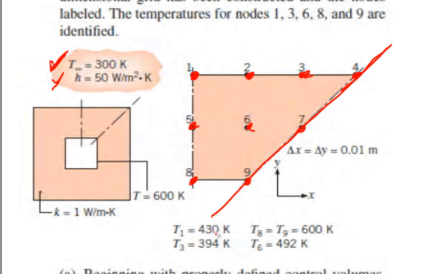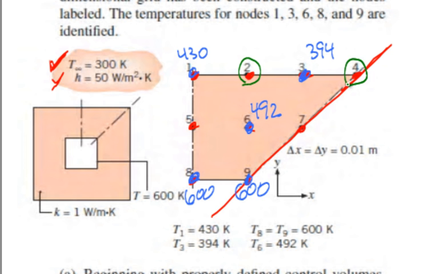They tell us the temperature at node 1 is 430 Kelvin. The temperature at node 3, right here, is 394 Kelvin. The temperature at nodes 8 and 9 is 600 and 600 Kelvin. And the temperature at node 6 is 492. It's a made-up problem. What temperatures do they not know the value at? They don't know it at 2, at 4, at 7, and they do not know it at 5.